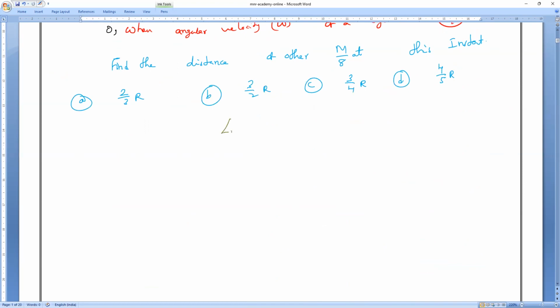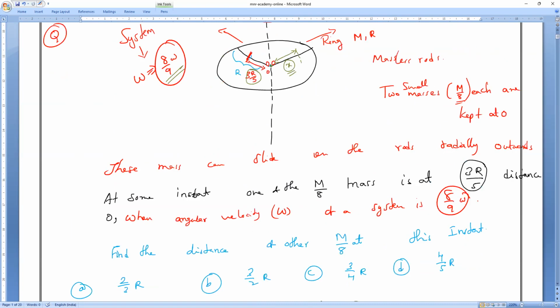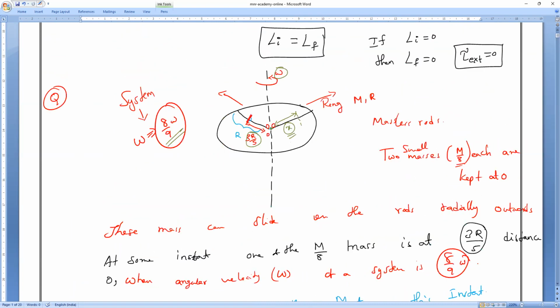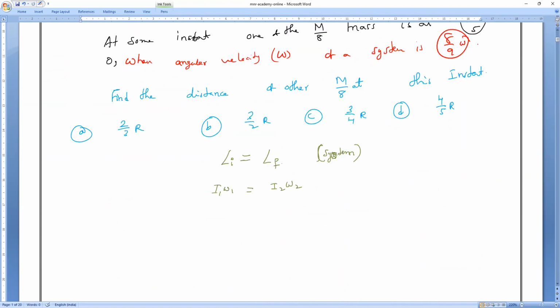We all know that conservation of momentum says that initial angular momentum is equal to final angular momentum. This is not for a particular body, this is for the entire system. Now we all know the angular momentum formula: I1 omega 1 is equal to I2 omega 2. Clear, everybody? Initially the balls are at the center, so what is the momentum of them? 0. Am I right or wrong? Please respond.